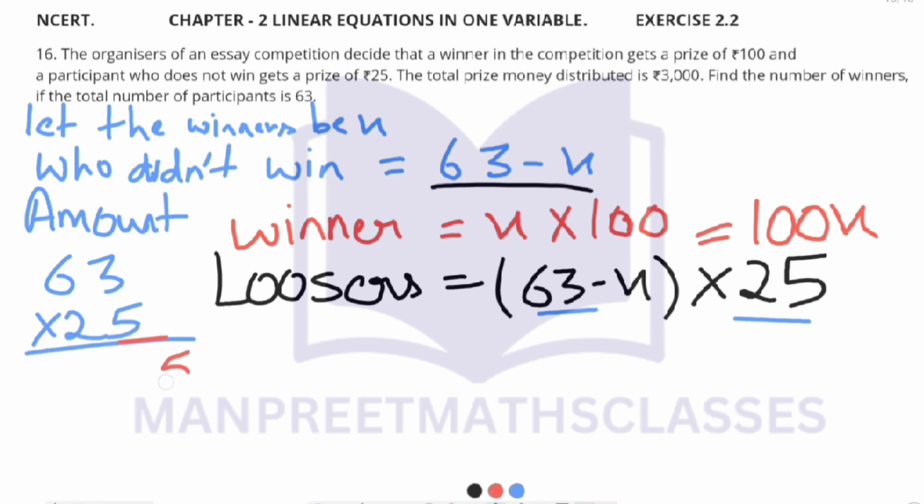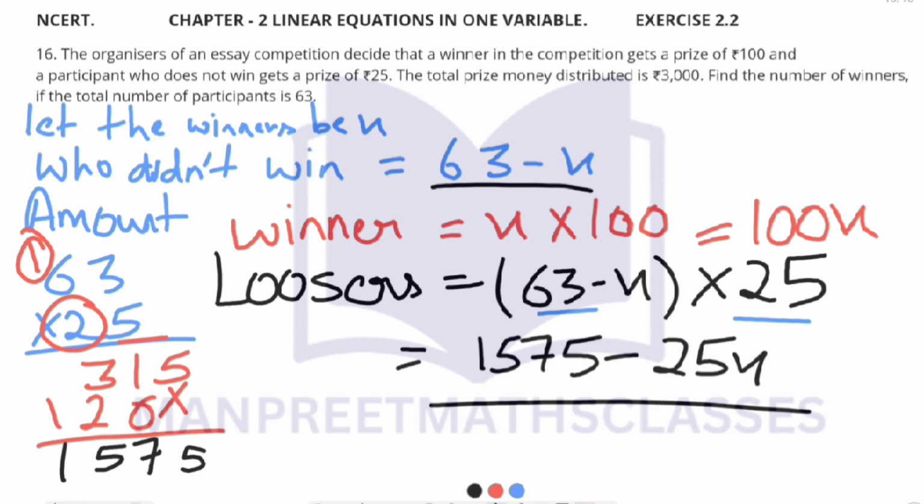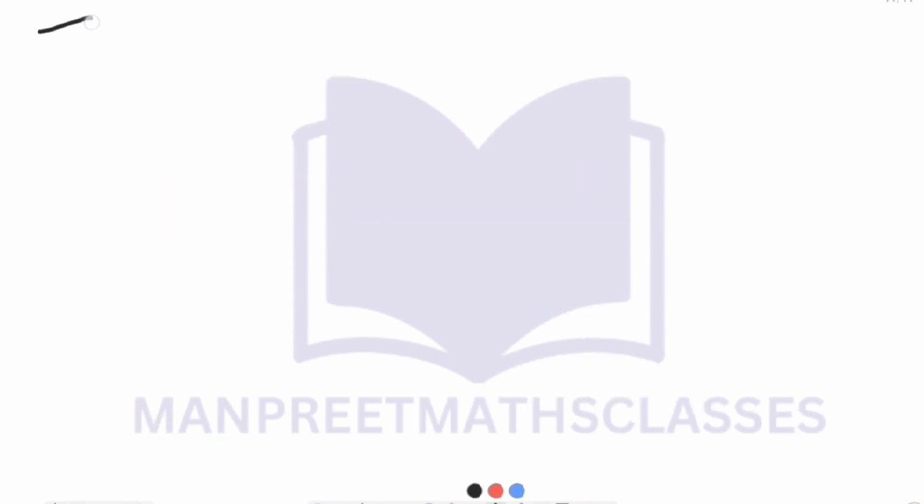So 5 3s are 15, 5 1 carry, 5 6s are 30 plus 1, 31. Multiply का sign लगाएंगे. 2 3s are 6, 6 2s are 12. We'll add it. 5, 6 plus 1 is 7, 3 plus 2 is 5 and 1. So 1575 minus 25x. ये amount जो है losers को distribute हो रहा है. तो अब हम total amount निकाल लेते हैं. So the total amount distributed to winners and losers is 3000 rupees.